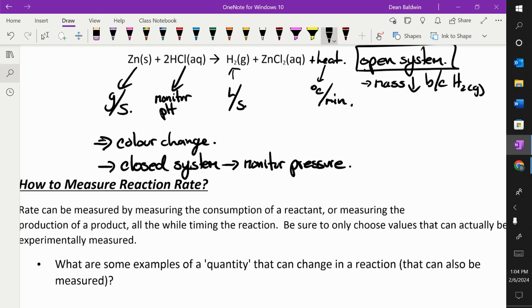All right. Now in this system, the pressure would go up, right? Because we're producing a gas. But if you had gases over here producing liquids, the pressure would decrease as the reaction went. Okay. So it's not just that it's always going to go up.